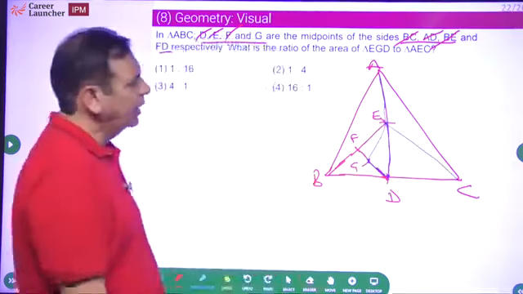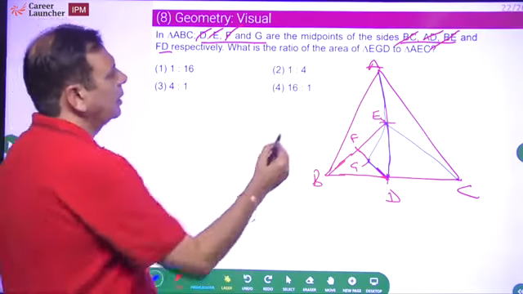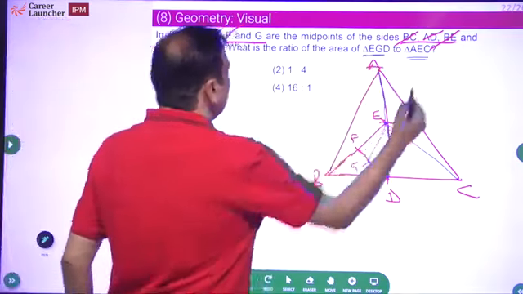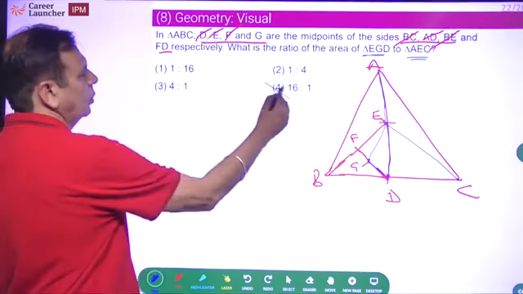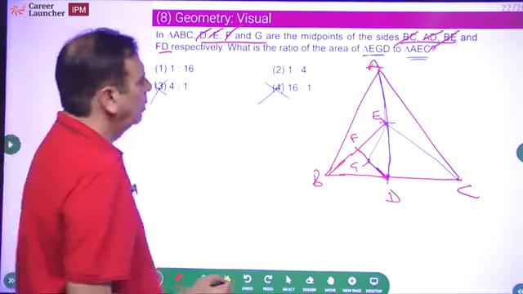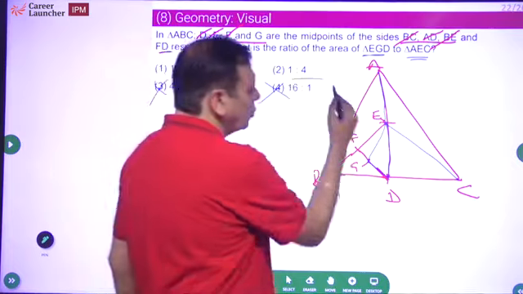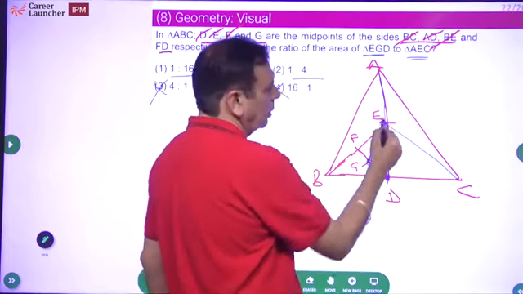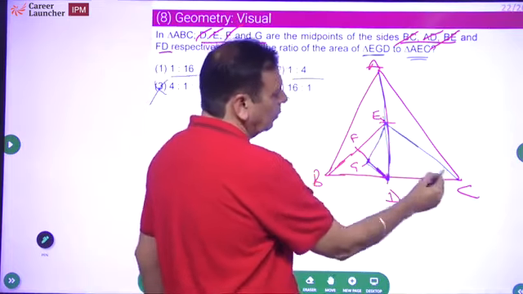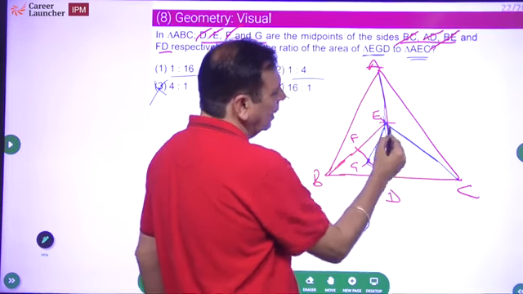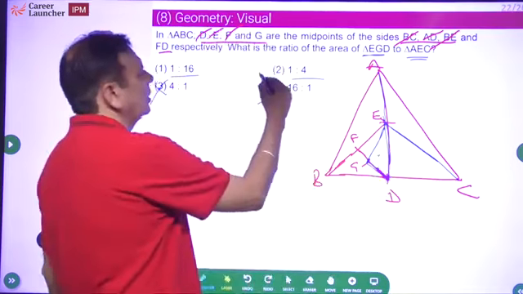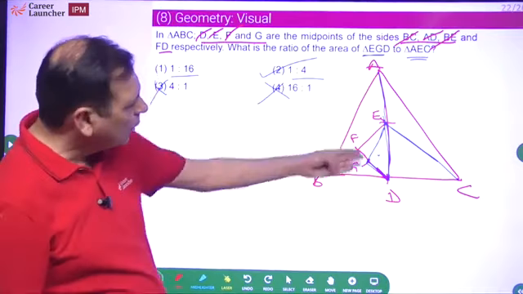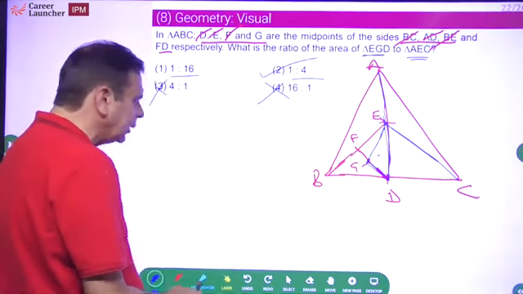Look at the figure and tell me. First of all, EGD should be less than AEC. Wrong choice. Wrong choice. Now what are the options? 1:16 or 1:4? Look at this one. This is 50%. This is 1/4 of that. And how many of these will fit in this? It cannot be 1:16. It has to be 1:4. Visual inspection of data is all you need to look at.